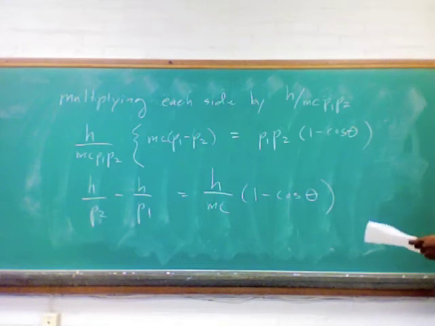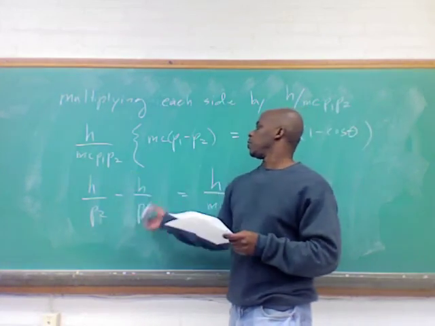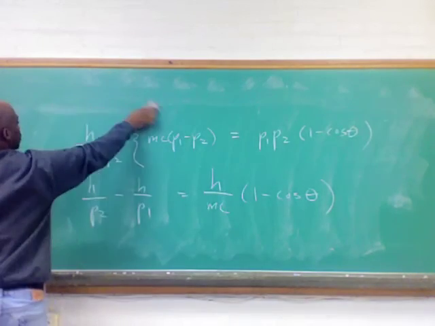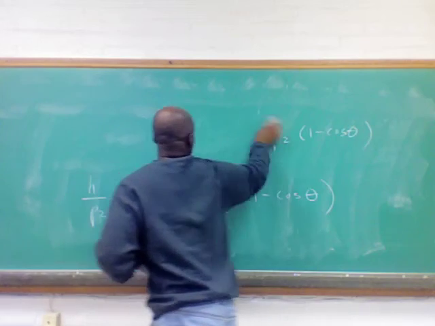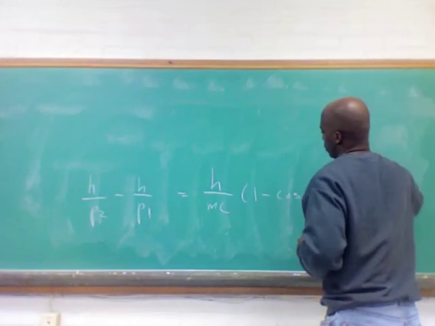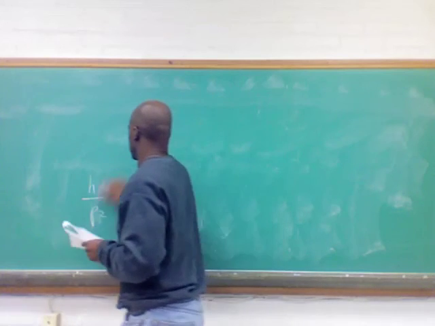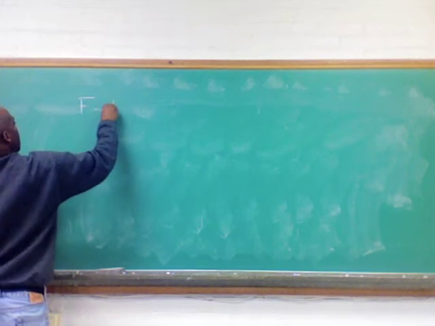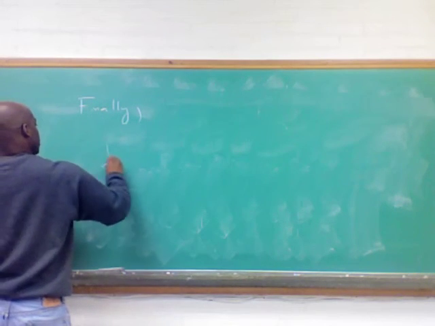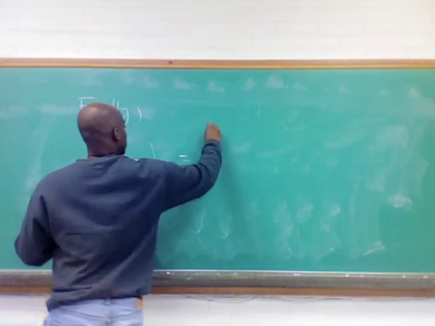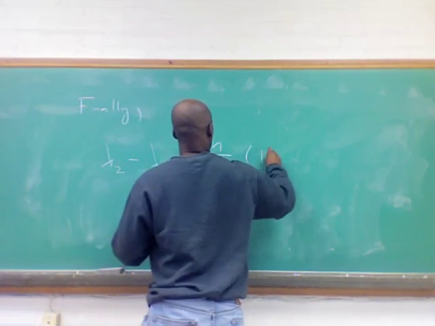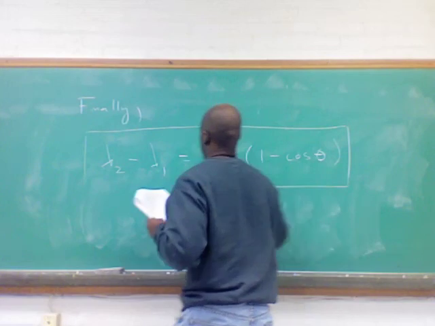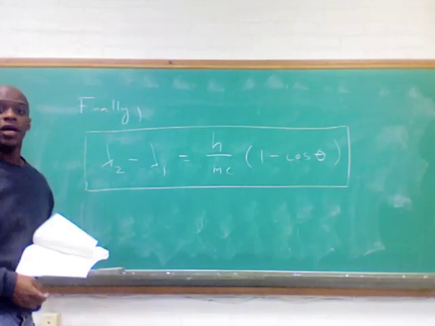Very good. All right. Then we can rewrite this using our quantum relation. And finally, we've got lambda 2 minus lambda 1 is equal to h over MC (1 minus cos theta). All right. And we're done.